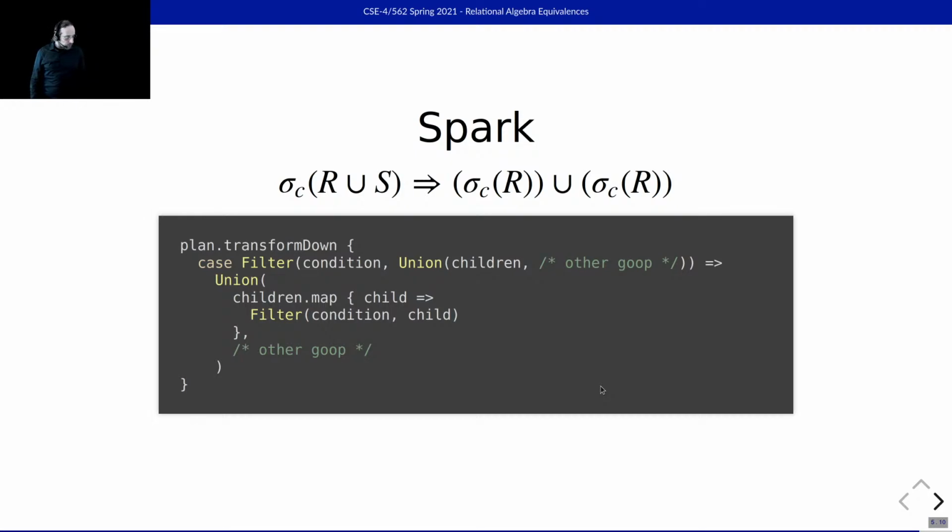Right, so you can do the same thing with other operators. In the interest of time, I'm not going to go into too much depth, but the basic idea is essentially the same. To implement a selection pushdown through union, you would do literally the same thing. You'd pattern match for filter operations that are sitting on top of a union, and then you'd create a new union of the filter applied to each of the individual children. Union has a couple of other parameters that we're going to ignore here.